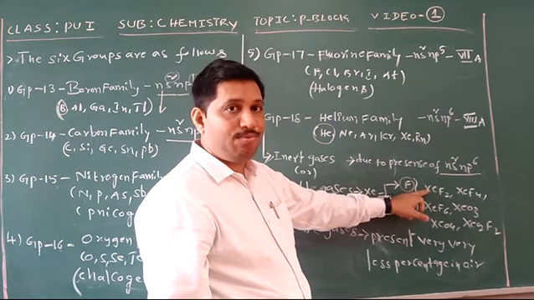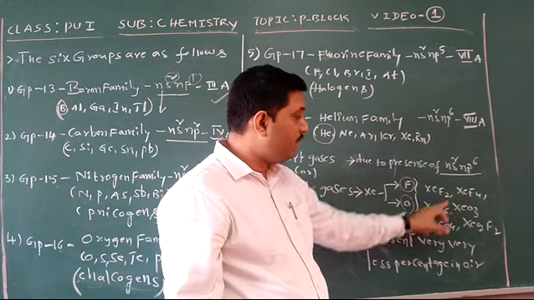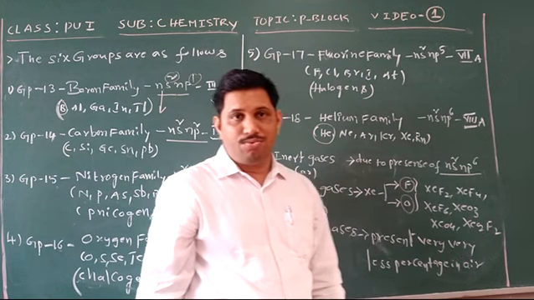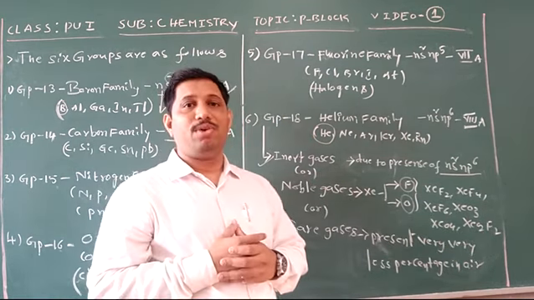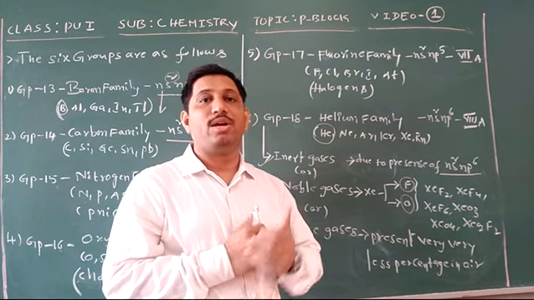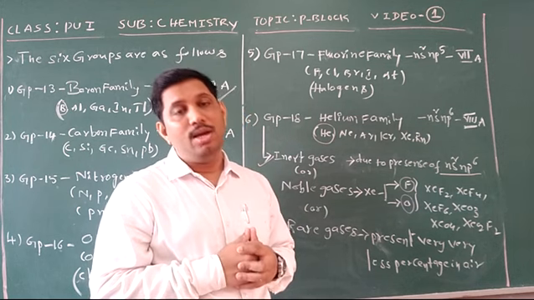Those are xenon difluoride, xenon tetrafluoride, xenon hexafluoride, xenon trioxide, xenon tetroxide, xenon dioxidifluoride. These compounds are formed. How are these compounds formed? What are their preparations, properties, structures? In detail, we can discuss in your second PUC, P block elements, group 18 elements category.